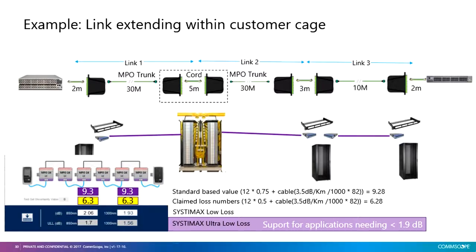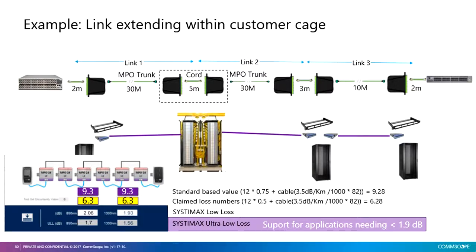So you can see there: switch, MPO cable, MPO patch cord, then MPO module, then trunk cable, again MPO, then we have one type of cross connection. Then we are extending to another cross connection where we have 6 connectors, 6 modules involved. In total we have 12 connectors. When you go with the standard-based value, the total is 9.3. If we go with the vendor-claimed values, we get 6.28.